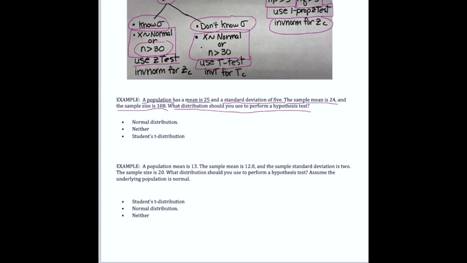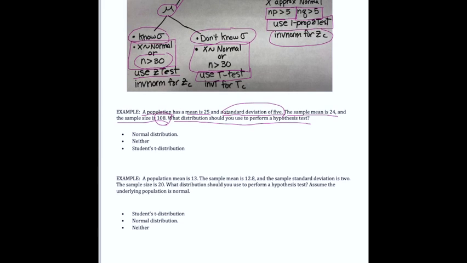In order to use either one of these, we need to make sure that the sample size is big enough or the underlying distribution is normal. In this case, it says the sample size is 108, so it definitely satisfies that we have a sample size bigger than 30. So we satisfied this. And in addition to that, because we know what the population standard deviation is, we would use on our calculator a z-test, which means we would be using the normal distribution.